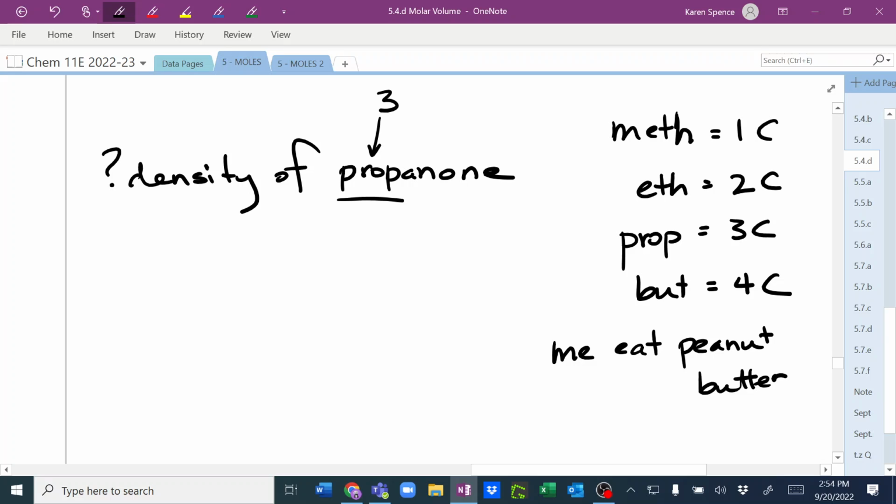Propanone looks like this. Whenever you see the ending "one," it means you have a double bonded O somewhere in the middle of a carbon chain. Okay?